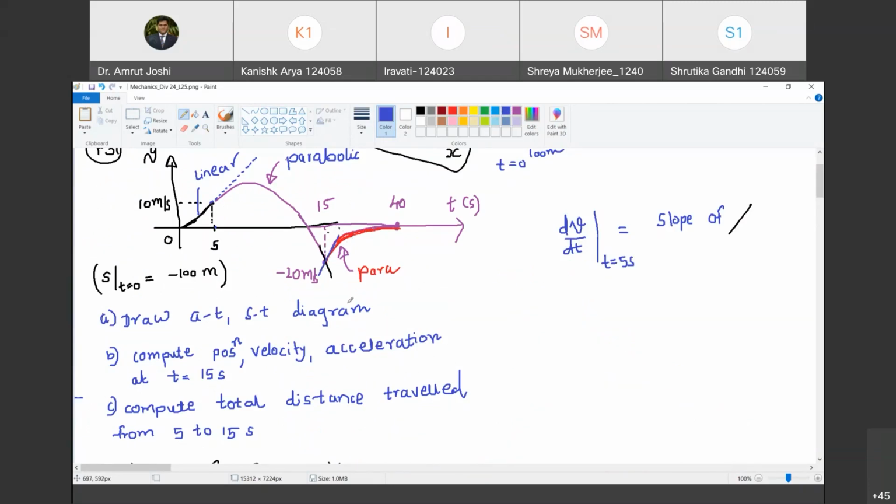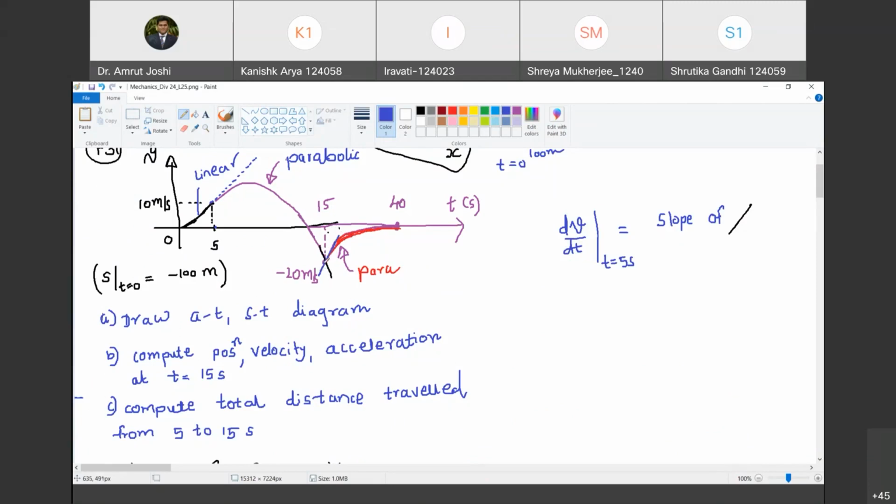Are you with me? Yes, sir. So are these two tangents having the same slope? No, sir. One tangent is having positive slope, another is having negative slope. This tangent marked in black color is having negative slope. Tangent marked in blue color is having positive slope.